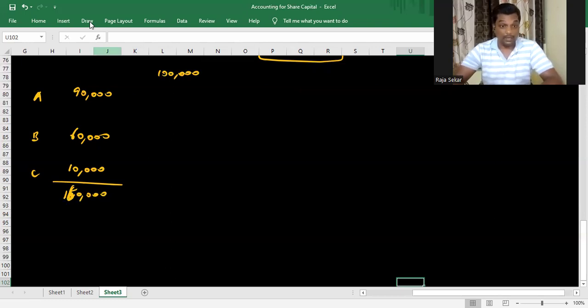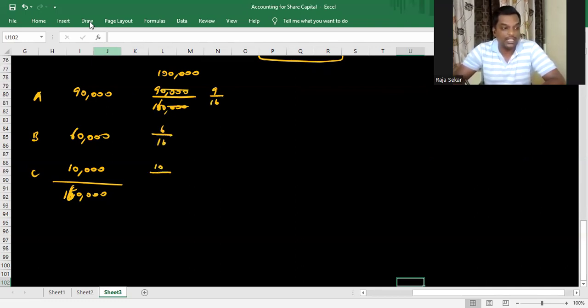So what the company can do is find out the proportion, a ratio of the applications of that particular applicant to the total applications. For instance, here for A, 90,000 is the application made by him, and the total applications are 1,60,000. So the proportion is 90,000 divided by 1,60,000. If you cancel this, you get 9 by 16. Likewise, for B it is 6 by 16, and for C it is 1 by 16. Understood or not?